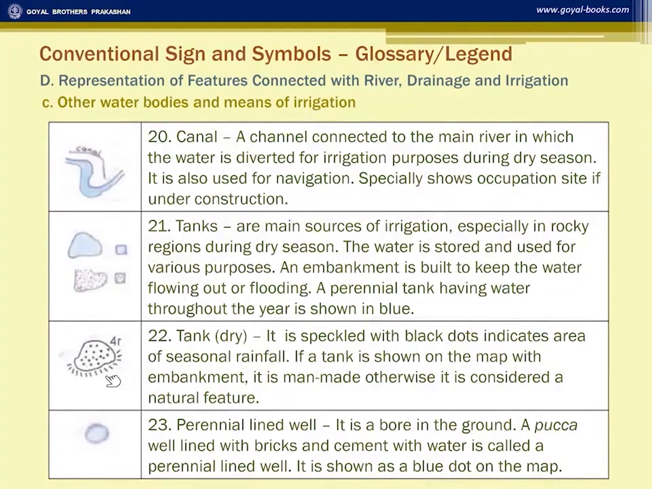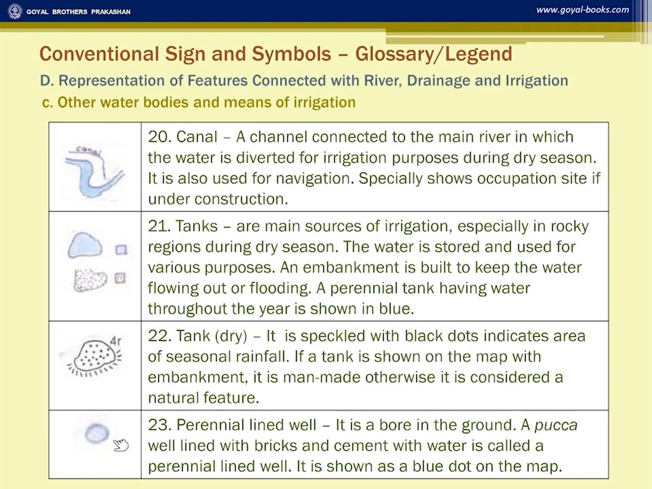Especially the dry tank along with the embankment shows that it is speckled with black dots, which shows that the area is generally dry, or the area receives seasonal rainfall because the tank is dry. Generally, it is taken as one of the causes. The 4 written here means the height of the tank is 4 meters. But if it is given within the tank, it may mean the relative depth of the tank is 4 meters.